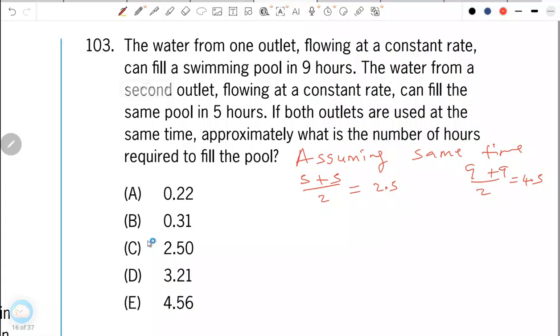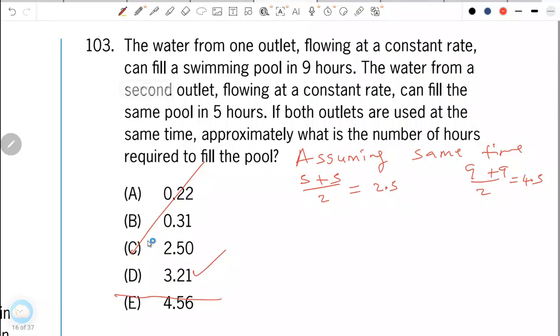Now, the time must be more than 2.5 hours because the other one is slower. Another way of thinking about it is that the answer must lie between 2.5 and 4.5. Anything less than 2.5 is not correct because it would have been 2.5 if both of them were doing it at 5 hours, but the other one was slower. So I cross out all this. Anything more than 4.5 is not correct because even if they are doing 9 hours each, it will have been 4.5. So I have my answer already. The only answer that fits in here is 3.21.